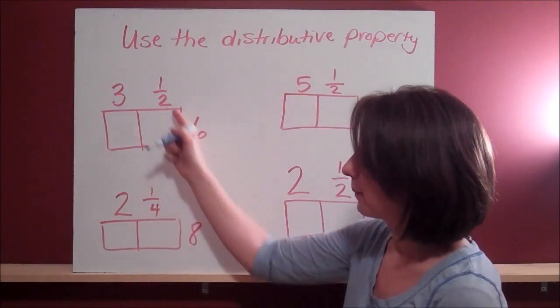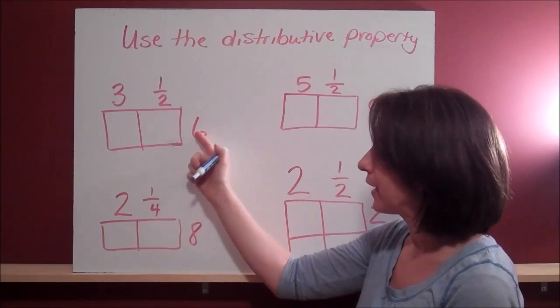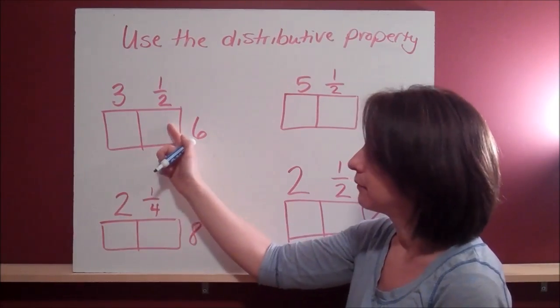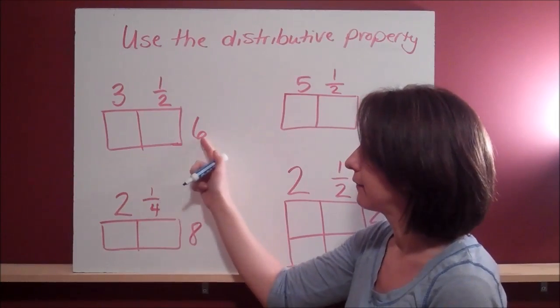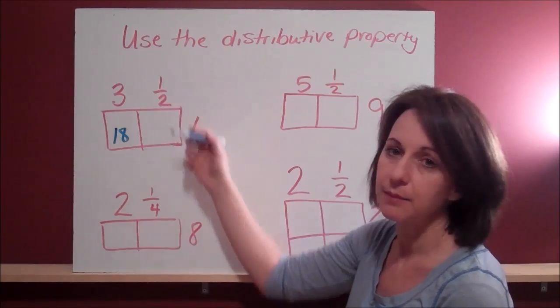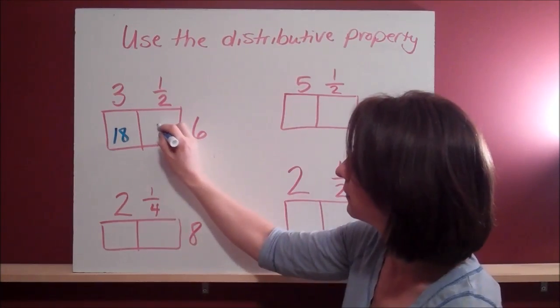The distributive property, we set it up using a box so that we remember that the 6 is distributed and multiplied by both numbers, the 3 and the half. 3 times 6 is 18. 6 times 1/2, or half of 6, is 3.